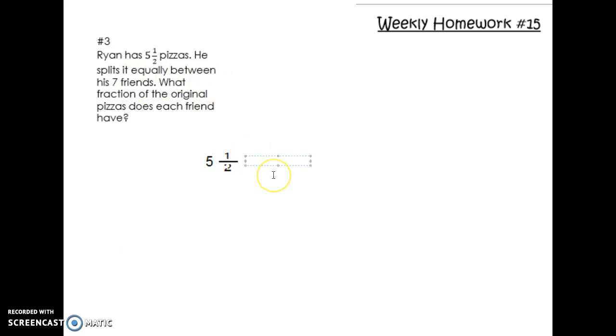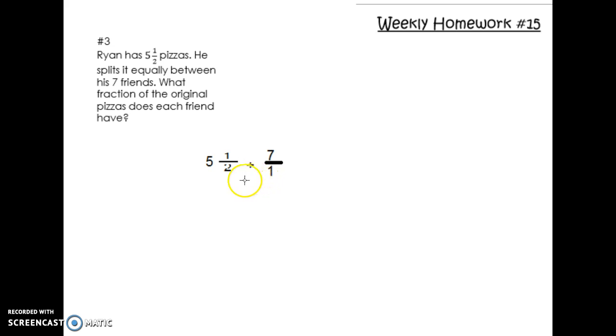Splitting it equally means that we're going to divide equally by how many? 7 friends, right? So then all you need to do is do 5.5 divided by 7. And if you guys remember, you're going to turn this into a fraction. How can I turn 7 into a fraction? All you got to do is put 7 over 1, right? Because whole numbers are always a fraction. It's just over 1.